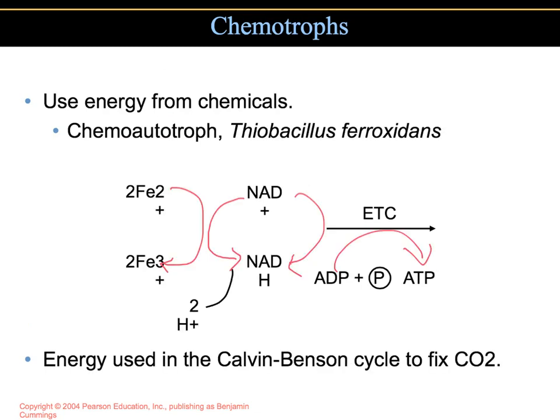Then we have chemoautotrophs. These use electrons that come from reduced inorganic compounds as a source of energy. Carbon dioxide is their main source of carbon. Inorganic sources of energy include sulfur, ammonia, nitrite ions, or here we have Thiobacillus ferrooxidans using ferrous iron. The oxidation of these inorganic compounds is stored in ATP, which is produced by oxidative phosphorylation.